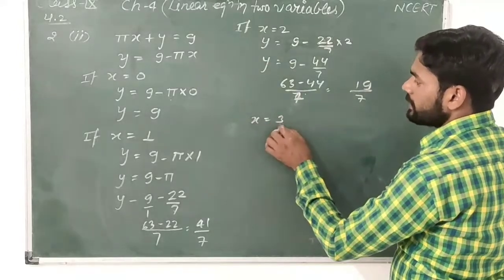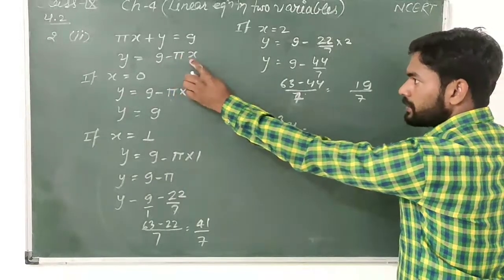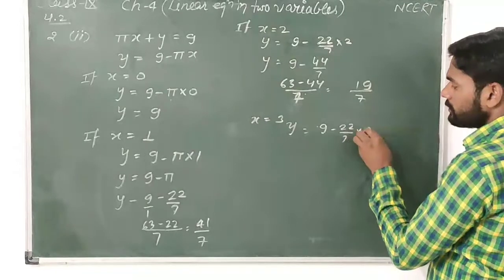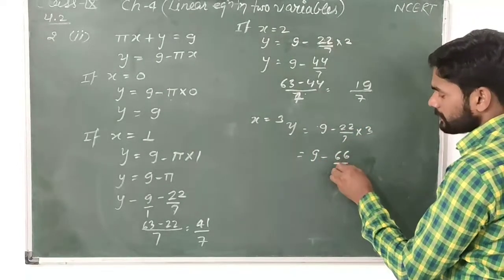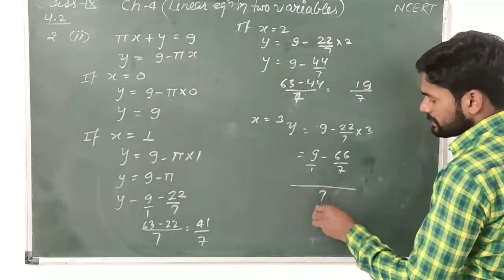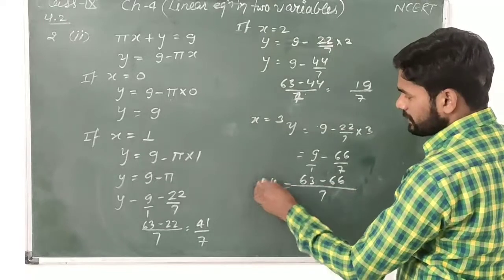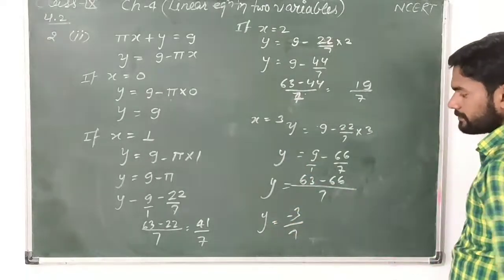X is equal to 3, then y is equal to 9 minus 22 upon 7 into 3. 66. 9 minus 66 upon 7. LCM is 7. 63 minus 66. Then y is equal to minus 3 upon 7.